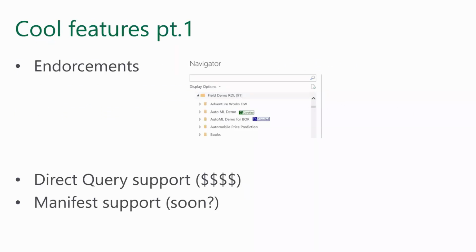There's the endorsement, there's a possibility to use direct query, and maybe sometime, I don't know when, I've seen an announcement. I cannot understand exactly when. There could be the support for manifest. That is a new way to create the model.json with something that is called manifest, not model.